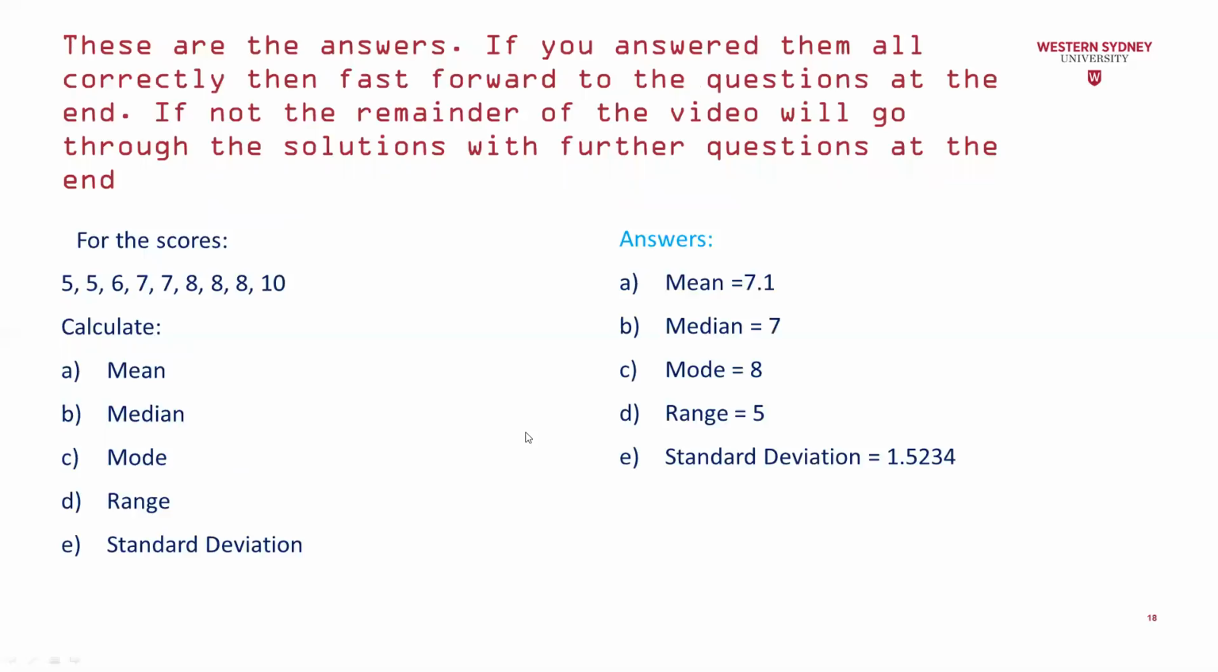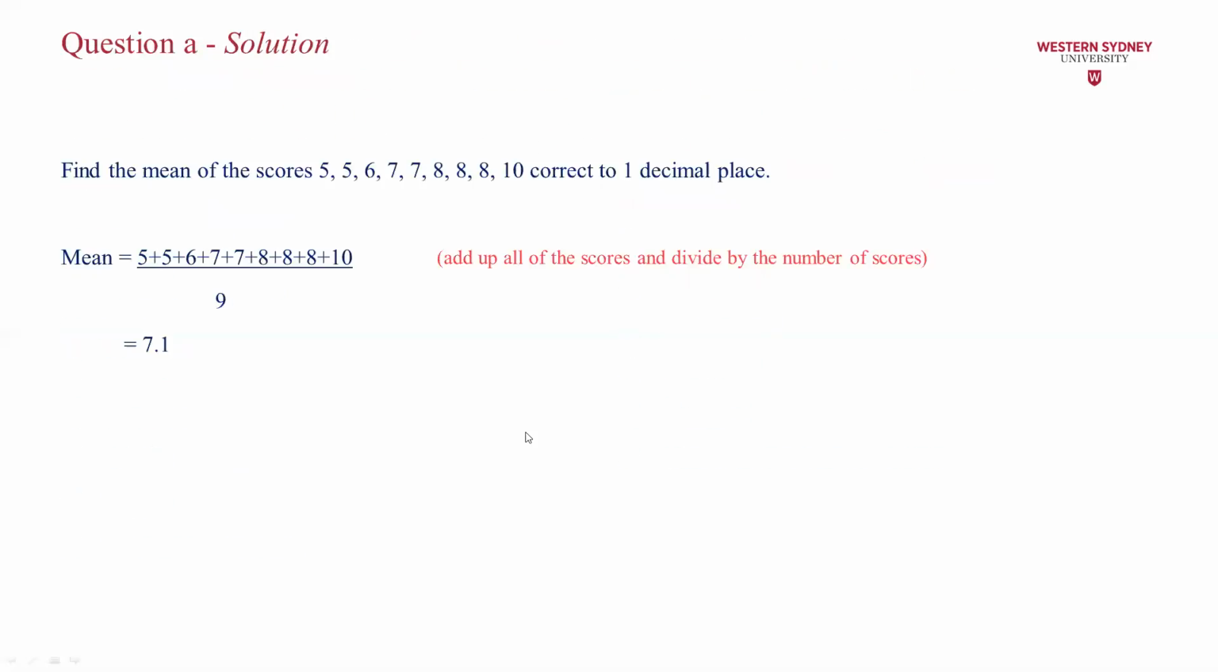Question A, solution. To find the mean of these scores, we add them all up and divide by how many there are. So if we count them, there are 1, 2, 3, 4, 5, 6, 7, 8, 9 scores. So we add all the scores together and divide by 9, and our answer is 7.1.